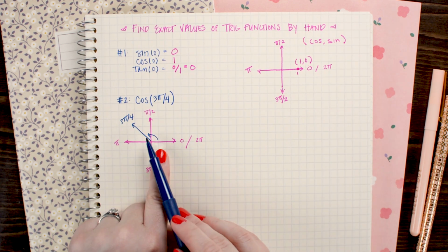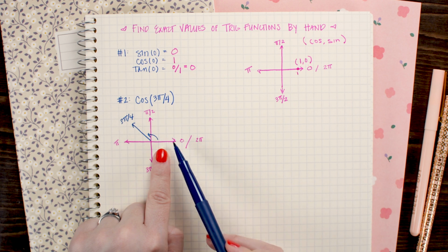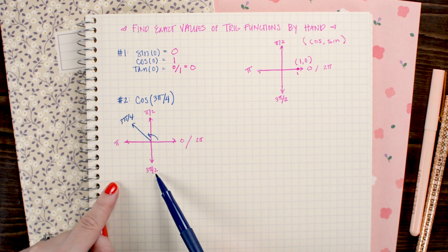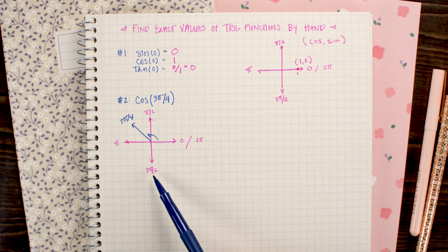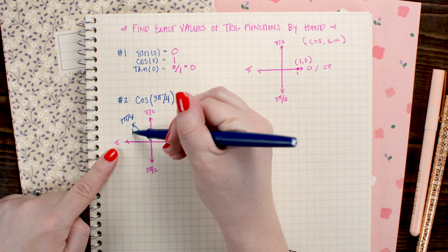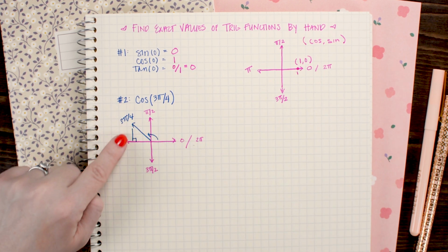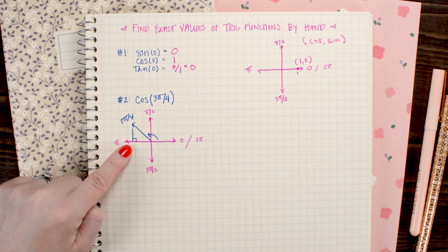Now that you found the angle that you need to evaluate, the next thing to do, if that angle isn't on one of the 4 axes, is to make a triangle with the horizontal line. So I'm just going to draw a little vertical line here, and that's going to be a right triangle. So this is the triangle I'm going to be working with.